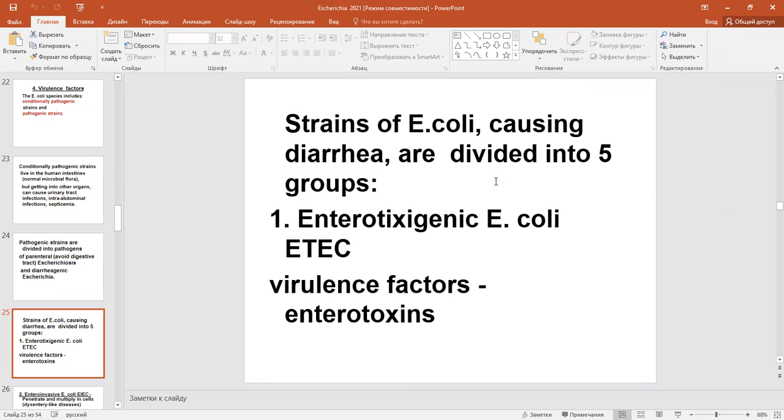Strains of Escherichia coli causing diarrhea are divided into 5 groups in accordance with pathogenicity factors. You should learn by heart these 5 groups. And what are they? Enterotoxigenic Escherichia coli, ETEC, virulence factors are enterotoxins. Enterotoxins, you know, all exotoxins are proteins that are toxic for human beings. Exotoxins have organ affinity. Every exotoxin is able to destroy mainly one organ or system. And exotoxins are classified in accordance with action. So if an exotoxin acts on the digestive tract, it is named enterotoxin.